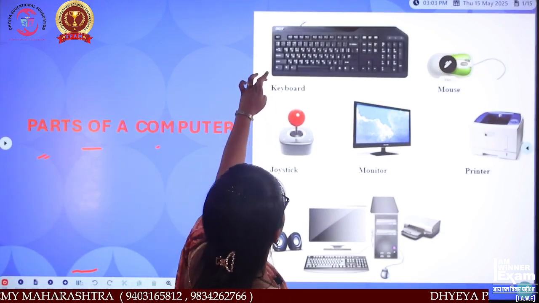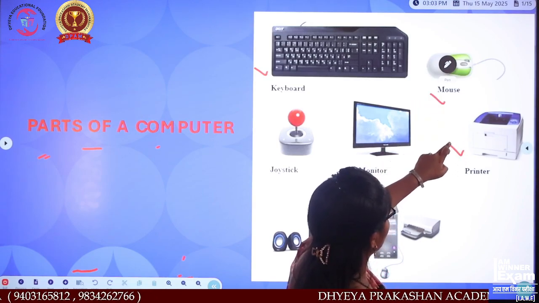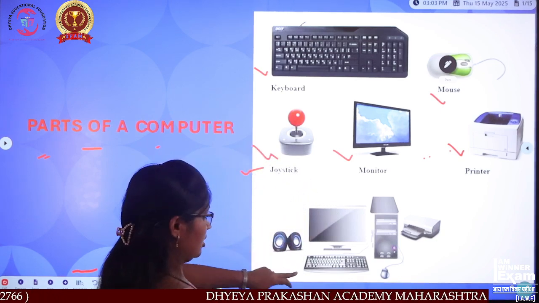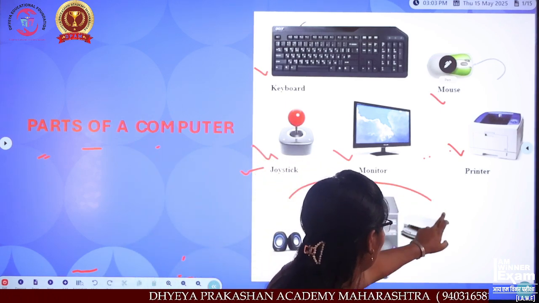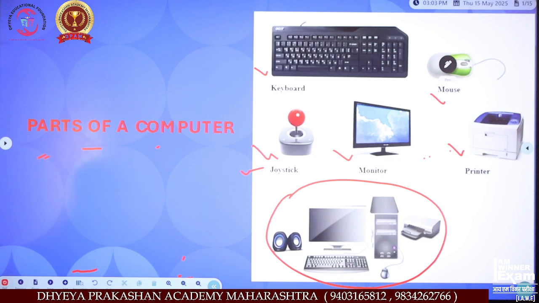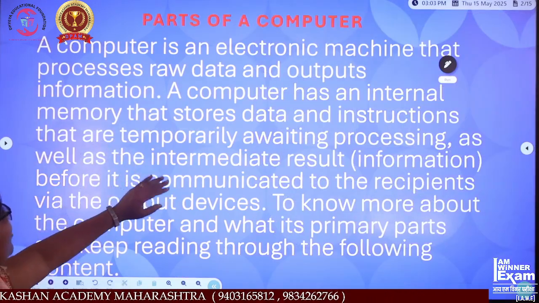Now, this one is keyboard, mouse, printer, monitor, joystick, and the whole computer. The parts of a computer. Next, parts of a computer.